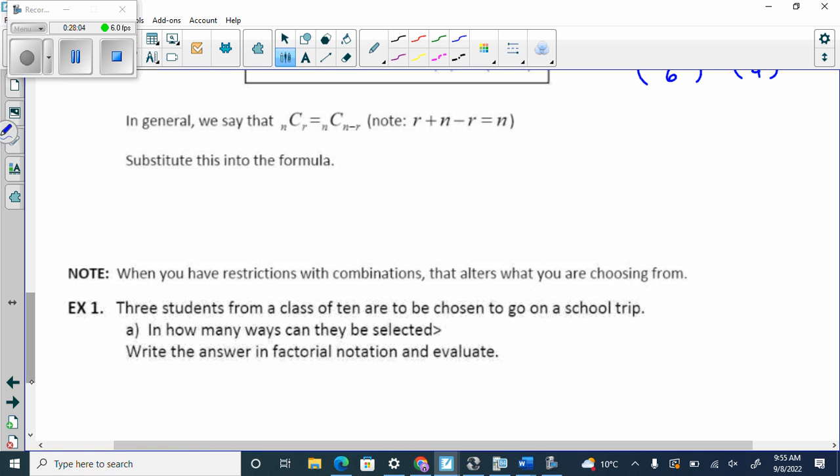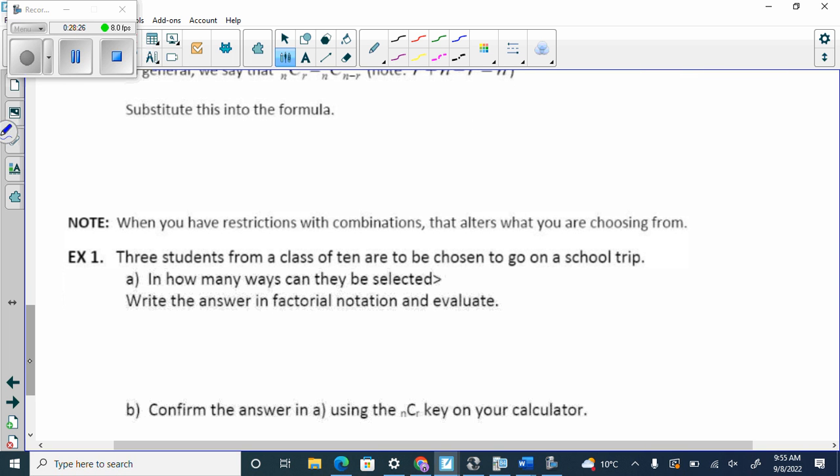So here we have 3 students from a class of 10 are chosen to go on a school trip. 3 from a class of 10. They're going on a school trip. So they're either going on a school trip or they're not. And if you can say they either do this or they don't, it's a combination, right? Because the difference between those 3 people going on the school trip, is there anything different if they're first, second, or third? They get to go or they don't. So how would I write this?